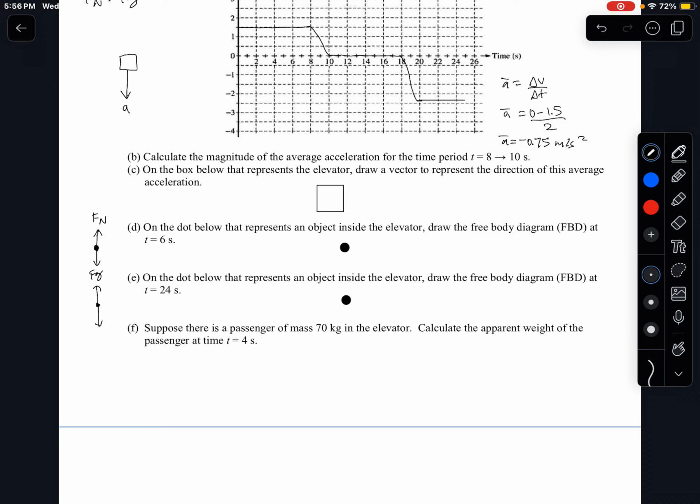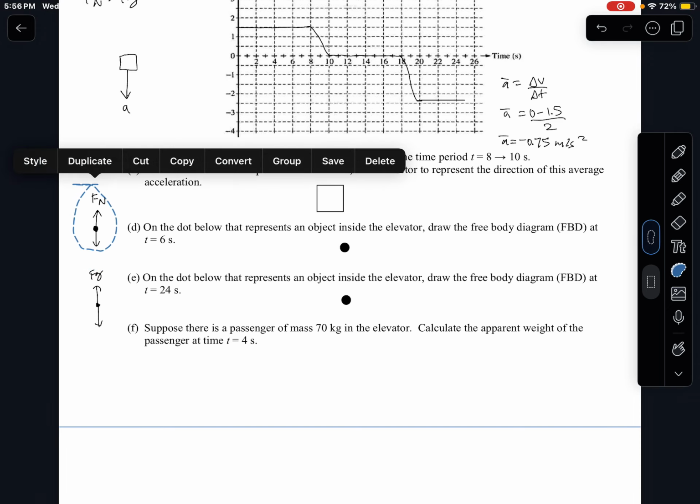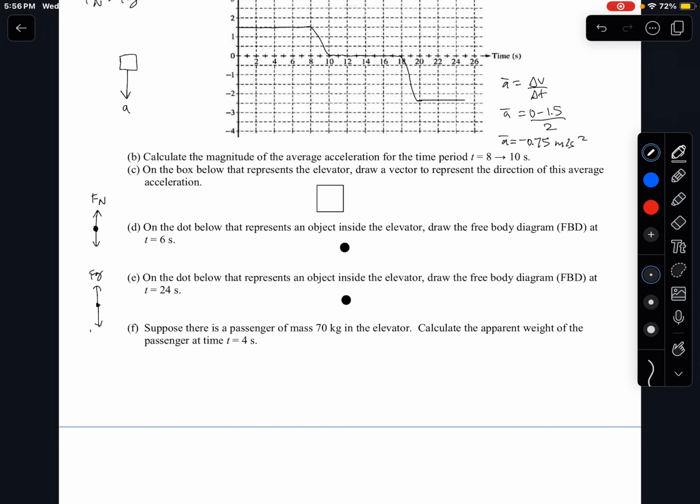And then same for this one. Let's move this up a bit. So that's for D. And this, oh, I accidentally drew Fg up there. Okay, Fn, and that's Fg.